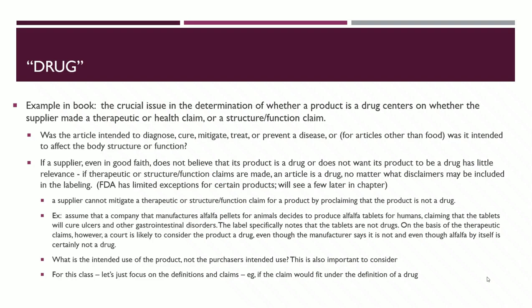So for drug, this gets a little confusing. As you look at the book here, you'll see that the book gives some examples. You might notice from the little bit of information in the book that there's been some confusion over the years, even in the courts, and there have been some confusing cases. So what does the manufacturer intend it to be? What does the supplier intend it to be? What does the consumer believe it to be? You have to think about those things as well.